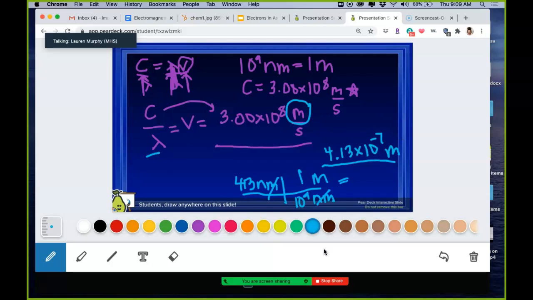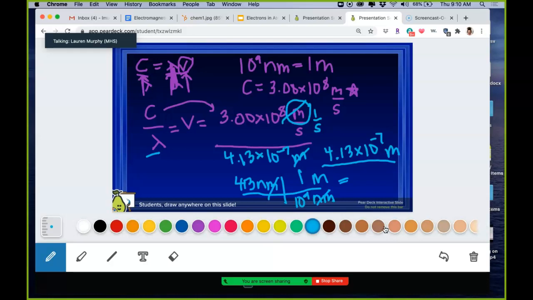So this should be what your wavelength is. Having said that, that goes in the bottom. It's speed of light divided by wavelength. So 4.13 times 10 to the negative 7th meters goes in the bottom. Meters cancel, and you're left with, be careful, 1/seconds, which is the unit of frequency.